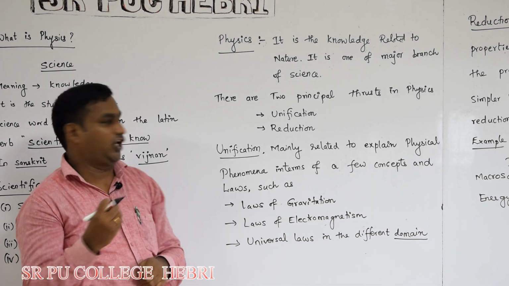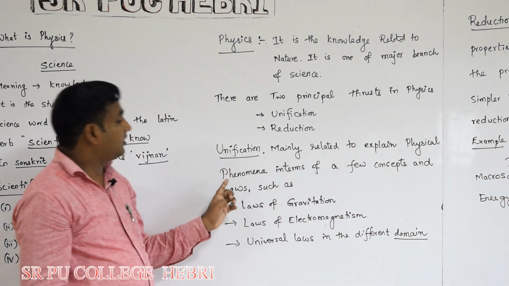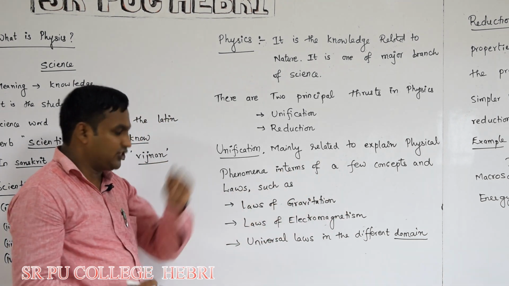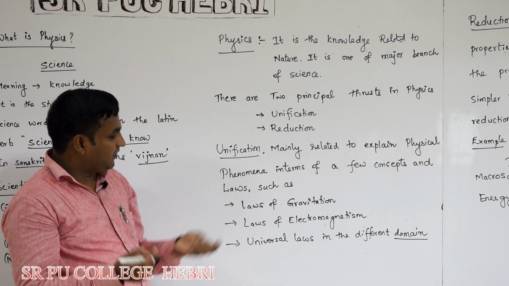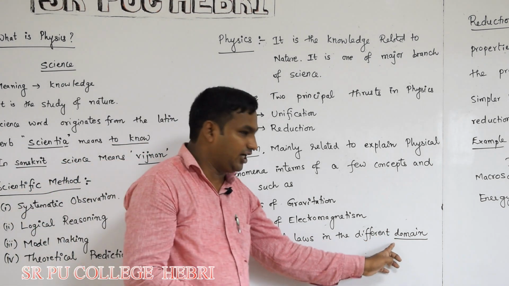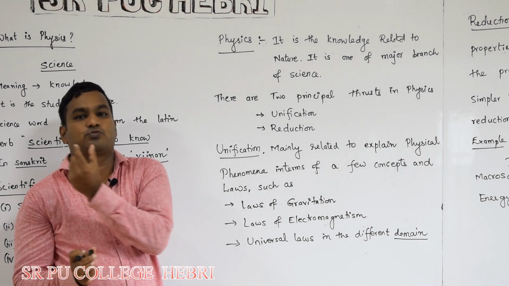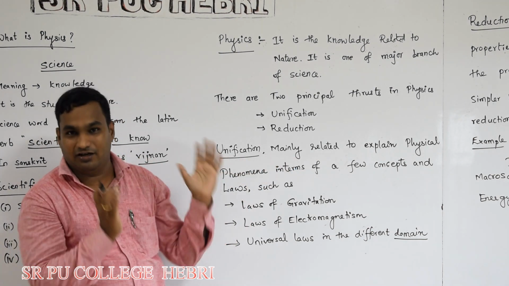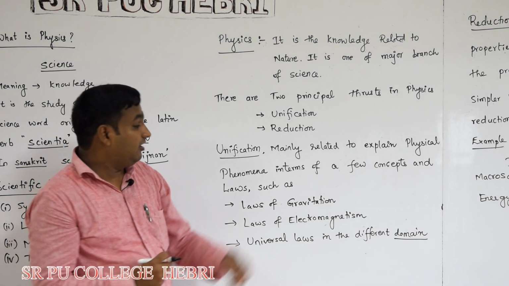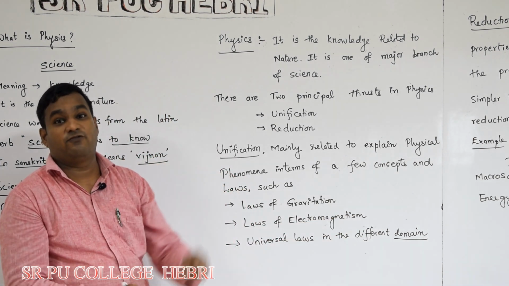First we start with unification. Here unification is mainly related to explaining physical phenomena in terms of few concepts and laws, such as the laws of gravitation, laws of electromagnetism, universal laws in different domains. Here domain indicates the size or how the system is. It may be microscopic, smaller, or it may be macroscopic, bigger. If I think about the nucleus, that is one domain, microscopic, very small. And again we can think about the universe, or a galaxy. Both are the best examples for macroscopic.